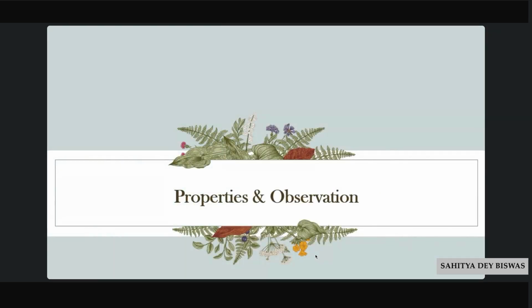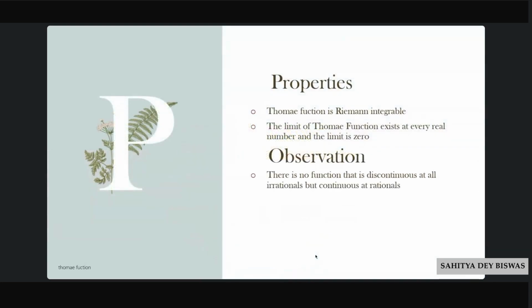Okay, so now we'll see its properties and some observations. The Thomae function is Riemann integrable, and the limit of the Thomae function exists at every real number, and the limiting value is 0. And a small observation: the Thomae function is continuous at irrational numbers and discontinuous at rational numbers, but there is no function which is continuous at rational numbers but discontinuous at irrational numbers.